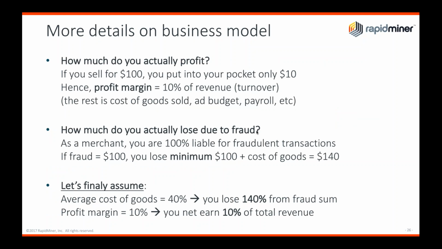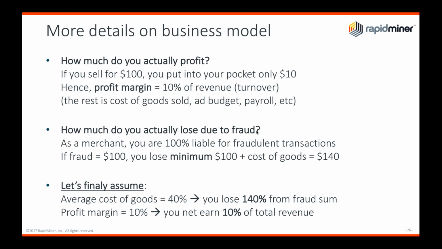Okay, so now I have to explain a bit more detail on the business model. When you're a merchant which sells something online, how much do you actually profit? How much do you actually earn? Usually you put into your pocket much less than you sell for. So let's say that if you sell for 100, you actually put into your pocket only 10, and this is a very good number, and most online merchants have just around 3% profit margin. So for our situation, let's say that profit margin is 10% of your revenue, because the rest is the cost of goods you're selling, your payrolls, your advertisement budgets, etc., etc.